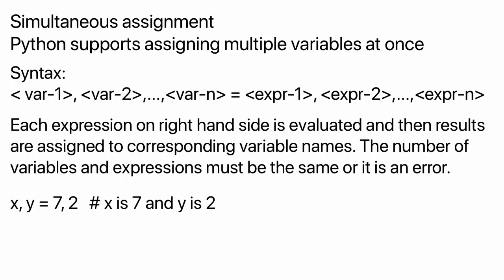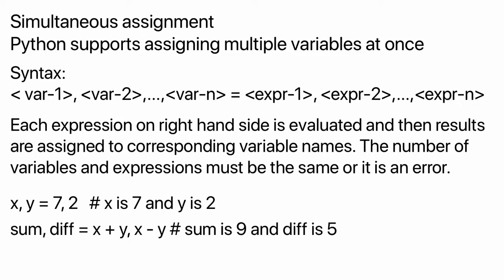An example of this is x, y equals 7, 2. This assigns x to be 7 and y to be 2. Another example we could execute after the previous instruction is sum, diff equals x plus y, x minus y. Sum would be 9 and diff would be 5.